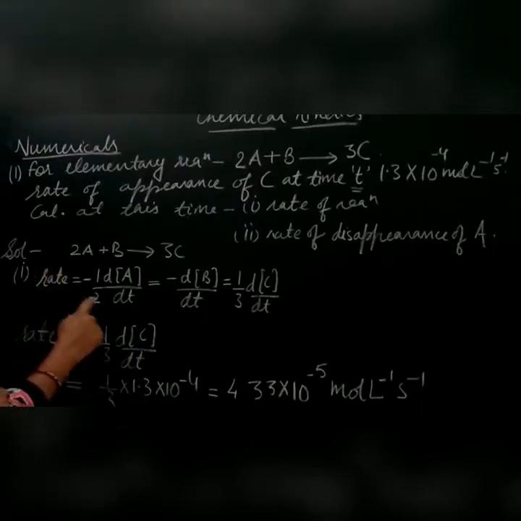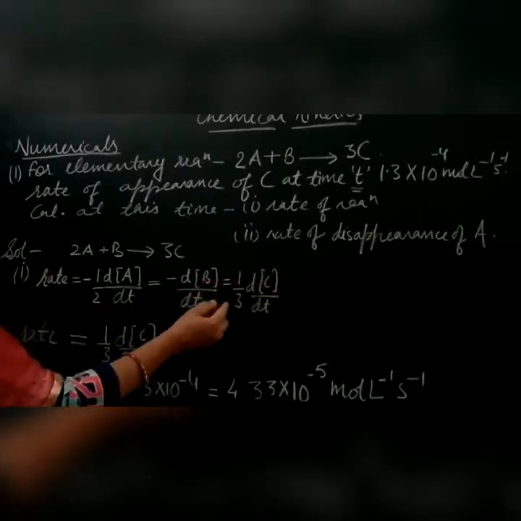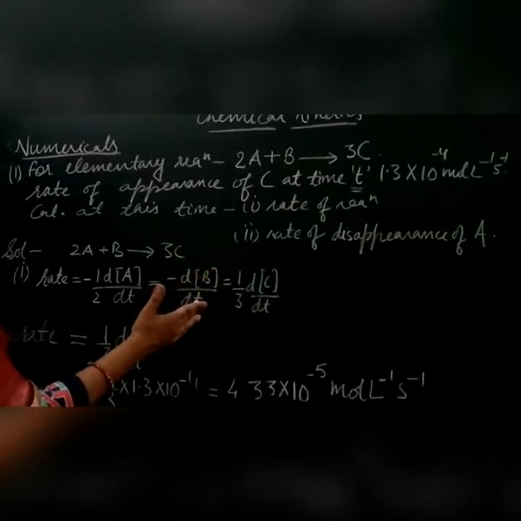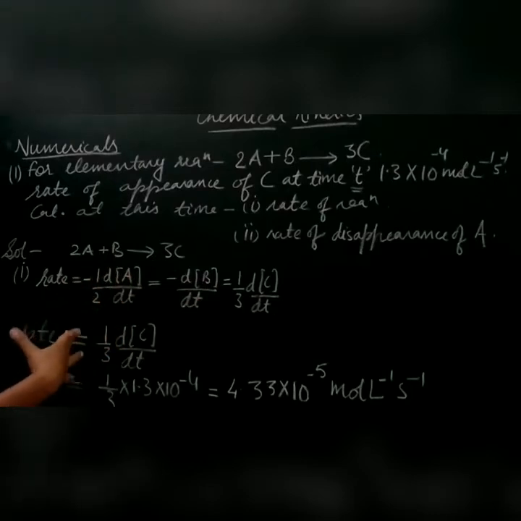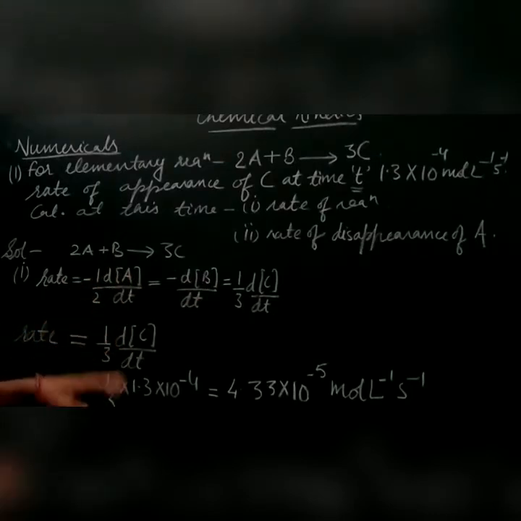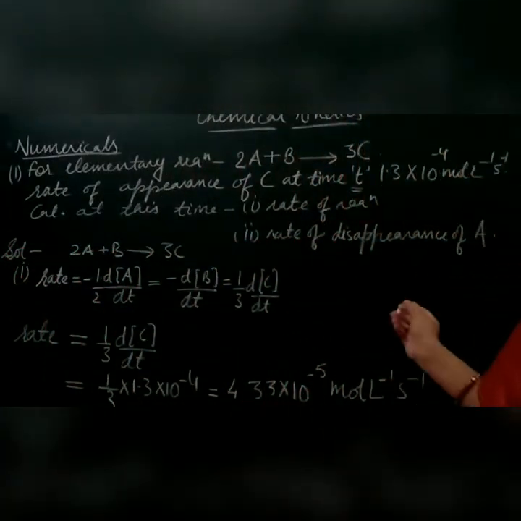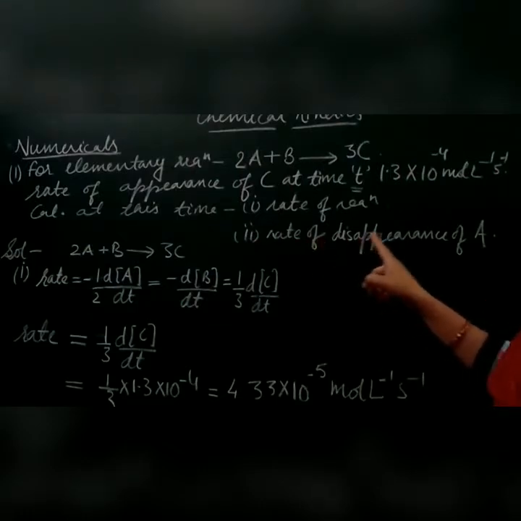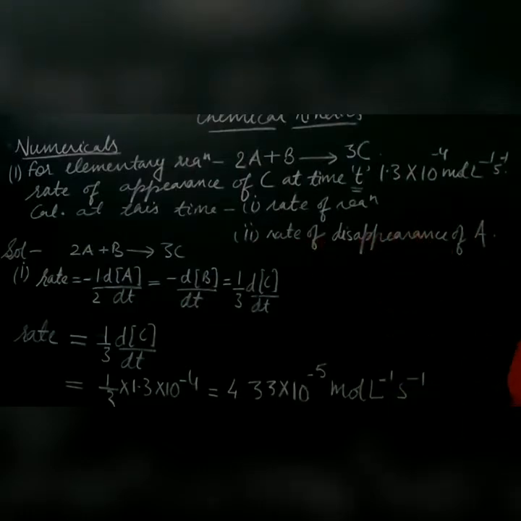So this equation is very important. If the rate of one of the terms is known to us, we can find out the rate of appearance or disappearance of the other term. So students, just get it noted down and then we will do the next part of this numerical, that is the rate of disappearance of A.